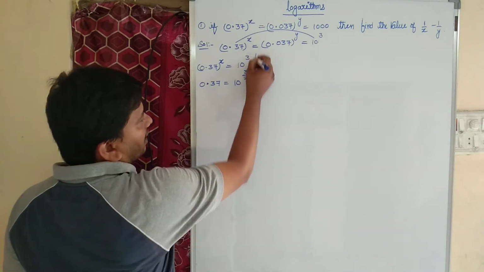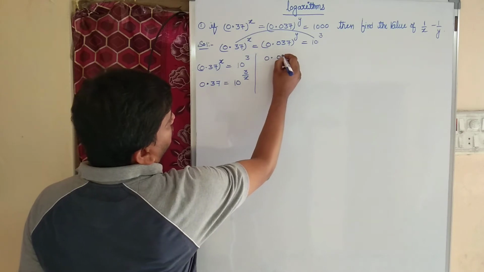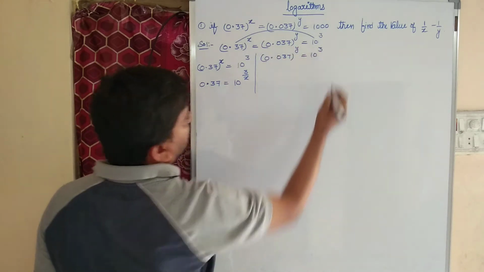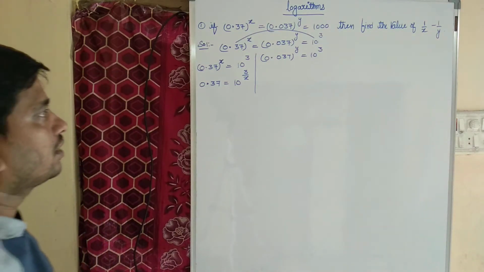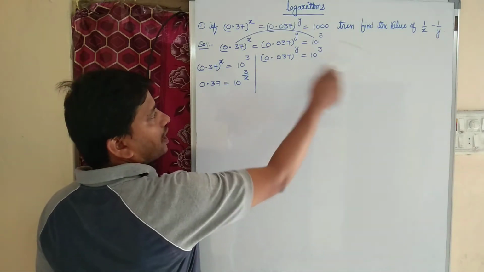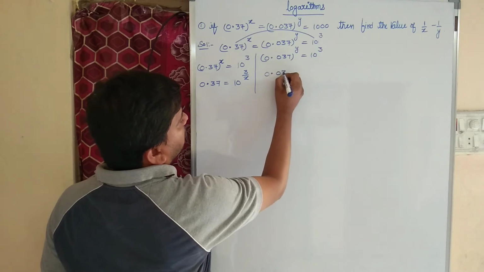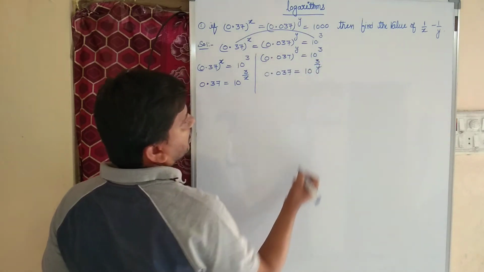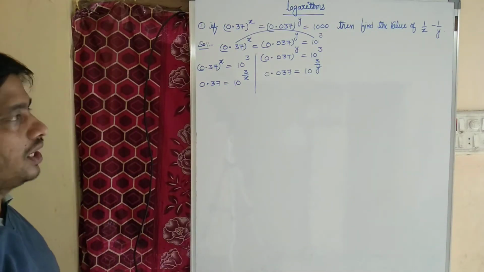Yes. Now coming to the second one, that is 0.037 whole to the power of y equal to 10 to the power of 3. We have y in the power, transpose towards right hand side, it will become 0.037 equal to 10 to the power of 3 by y.